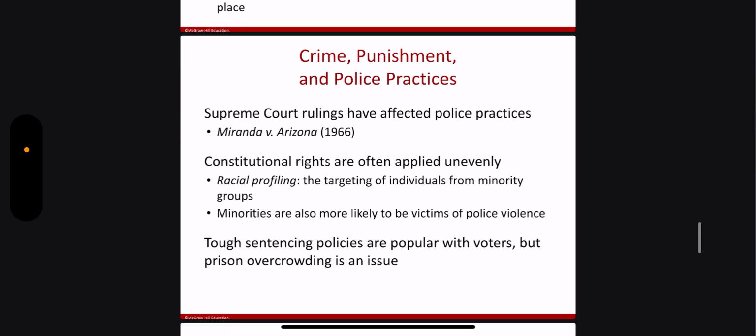Okay, so again, just to reiterate, Miranda rights. Okay, we know those are good things, and this has affected police practices because now police have to do that. Okay, they have to do that. There are also constitutional rights that are applied, unfortunately, unevenly. Okay, so a lot of times we have racial profiling, which is the targeting of individuals from minority groups. We don't necessarily think that it is often intentional, but it can be. Okay.